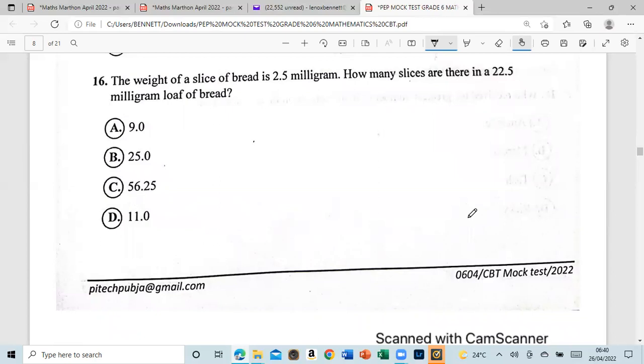The weight of a slice of bread is 2.5 milligrams. How many slices are there in a 22.5 milligram loaf of bread? Now all we have to do is just divide 22.5 by this, right? To do that, you can even look at the answers and say it has to be 9. It can't be 11 because 11 times this would be 27.5, right? So that means it can only be 9.